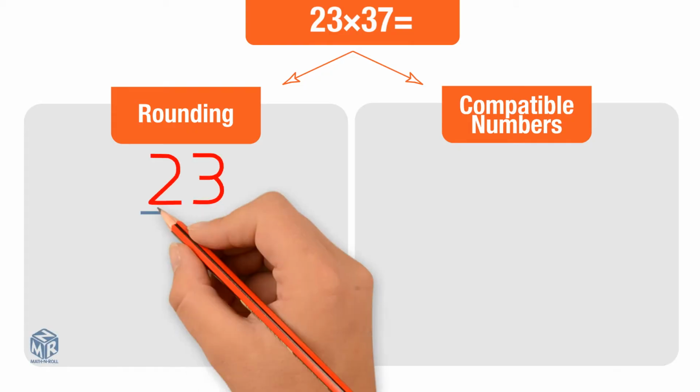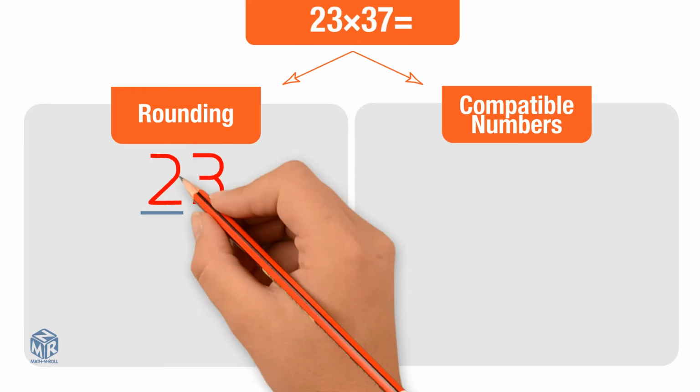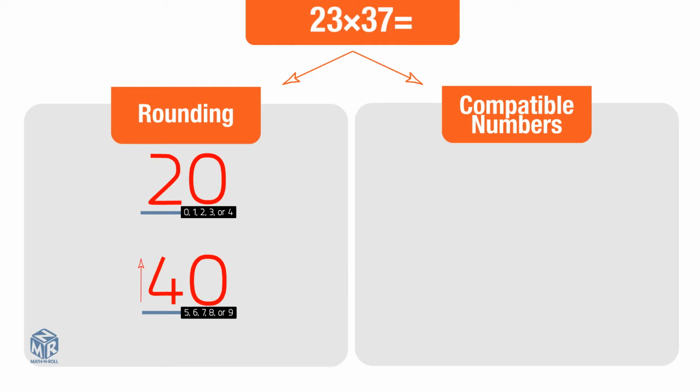First, we underline the place value that we are rounding to. We use the digit to its right to help us out. If the digit to its right is a 0, 1, 2, 3, or 4, the underlined digit stays the same and all the digits to its right become zeros. If the digit to its right is a 5, 6, 7, 8, or 9, the underlined digit goes up one more and all the digits to its right become zeros.